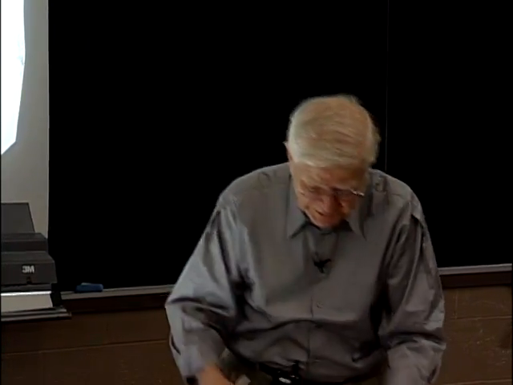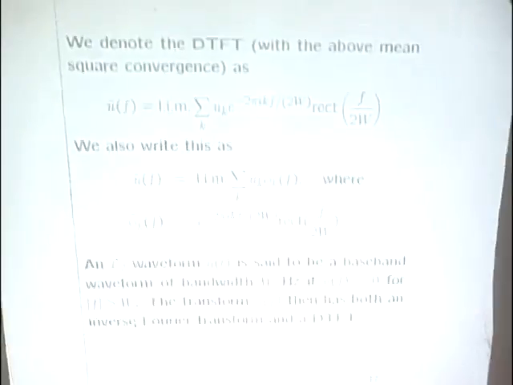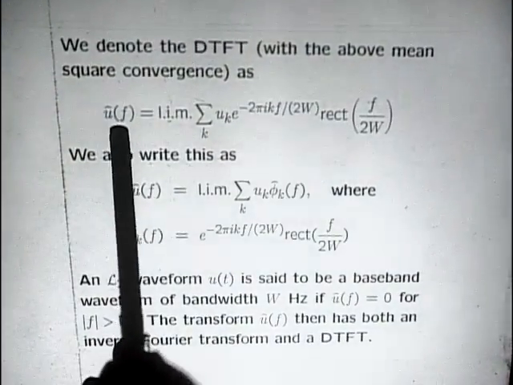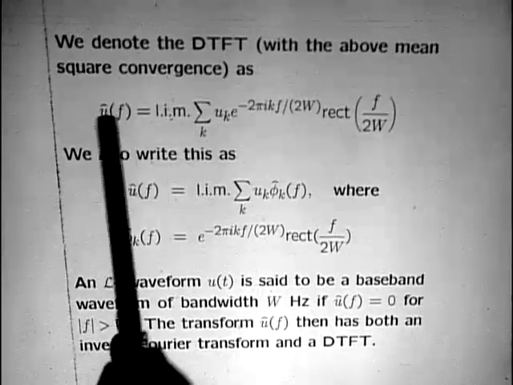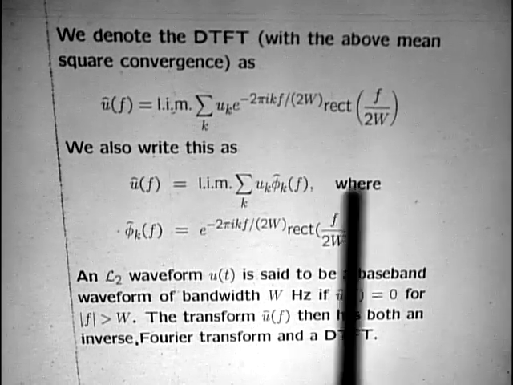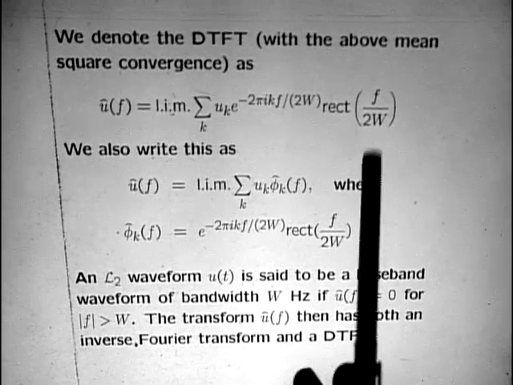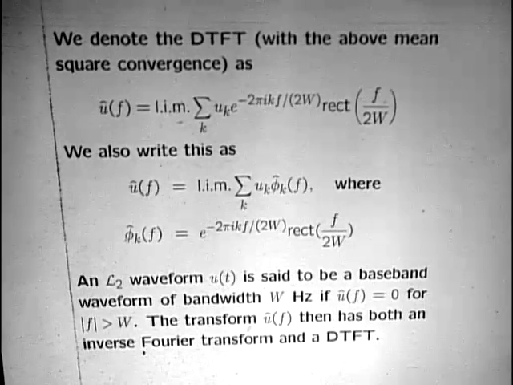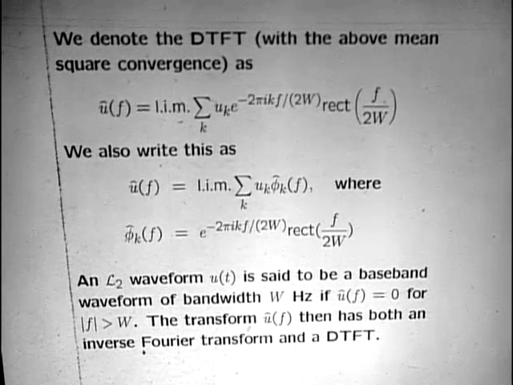and that's the next thing we want to do. But first we have to rewrite this a little bit. We're going to say that this frequency function is the limit in the mean of this. Okay, this rectangular function is what we use to make sure we're only talking about frequencies between minus W and plus W.